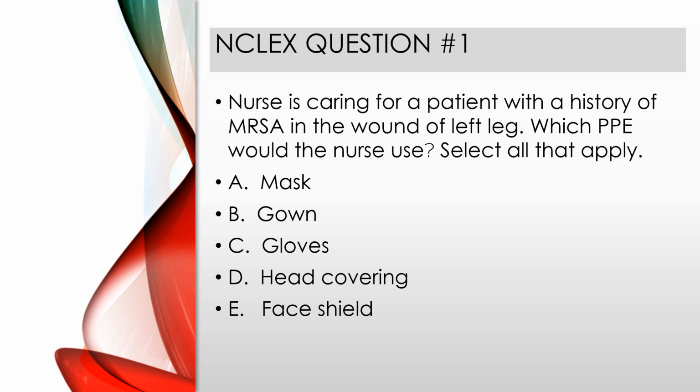And here are two NCLEX questions. The first one is that the nurse is caring for a patient with a history of MRSA in the wound of the left leg. Which PPE would the nurse use? Select all that apply. And you would select your answer, and you can share the answers in class.